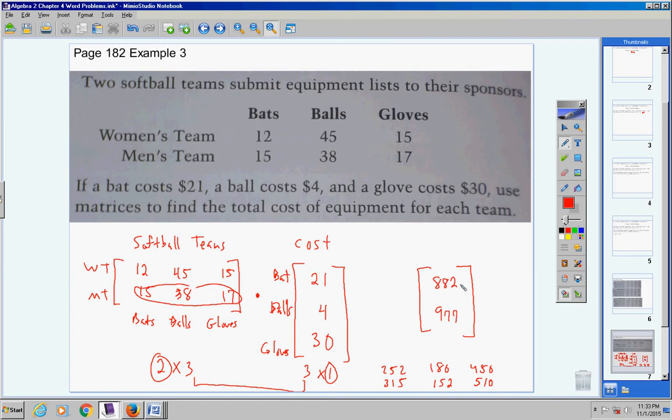Now, you should be able to label this. That's the total cost of teams. This is the women's team right here, cost. This is the men's team, cost right here. And we're done. Now I want to show you one other thing here.